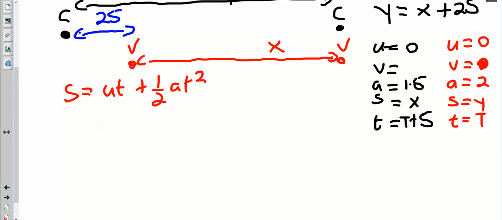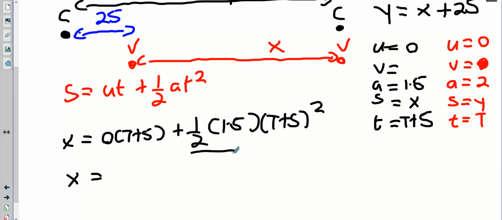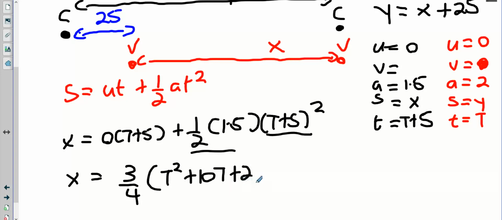Let's start off with the van, which is x. So x equals what's ut? U multiplied by t. 0 times t plus 5, yeah? A half. What's a? 1.5. And then after that, t plus 5 squared. Cool. Okay. Now, a half times 1.5 is 3/4. And I'm going to square out the t plus 5 squared to get t squared plus 10t plus 25.